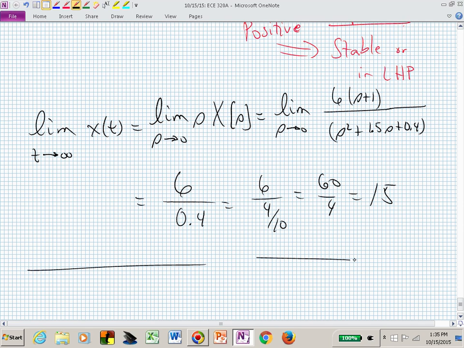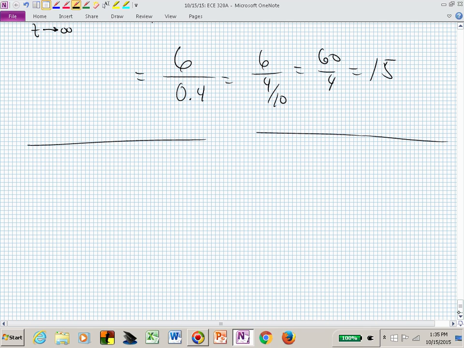What about the next example? What I want to do now is sort of put on the brakes, meaning you don't want to just try to apply the final value theorem.